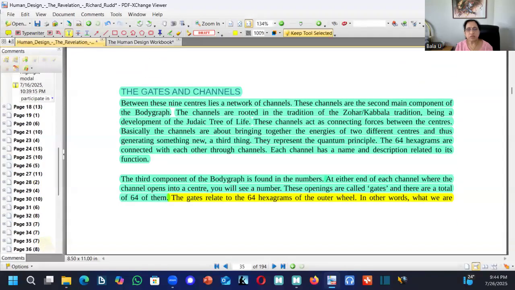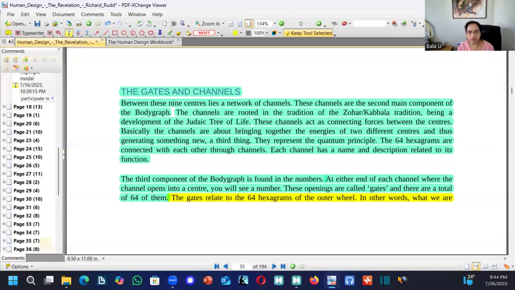The gates and channels. Between these 9 centers lies a network of channels. These channels are the second main component of the body graph. The channels are rooted in the Zohar Kabbalah tradition, being a development of the zodiac tree of life. These channels act as connections between the centers. Basically, the channels are about bringing together the energies of 2 different centers and thus generating something new, a third thing. They represent the quantum principle that 64 hexagrams are connected with each other through channels. Each channel has a name and a description related to its function.